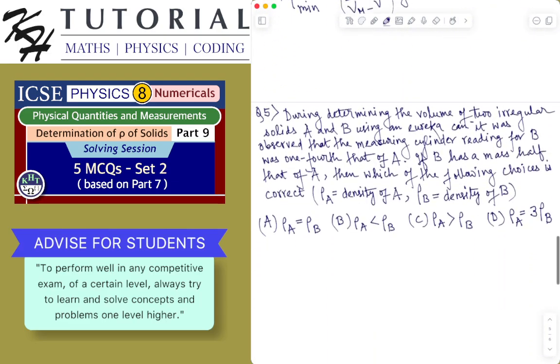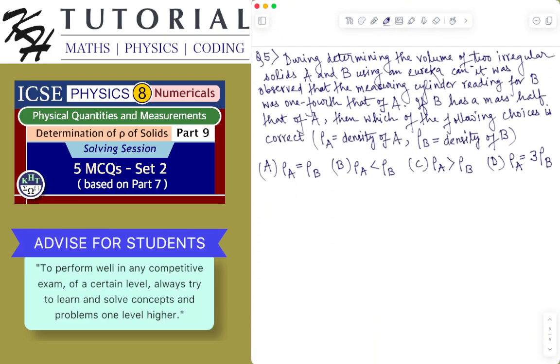Okay, let's see the last problem. Question number 5. During determining the volume of two irregular solids A and B using a Eureka can, it was observed that the measuring cylinder reading for B was 1/4 that of A. If B has a mass half that of A, then which of the following choices is correct? Where rho A is the density of A and rho B is the density of B.